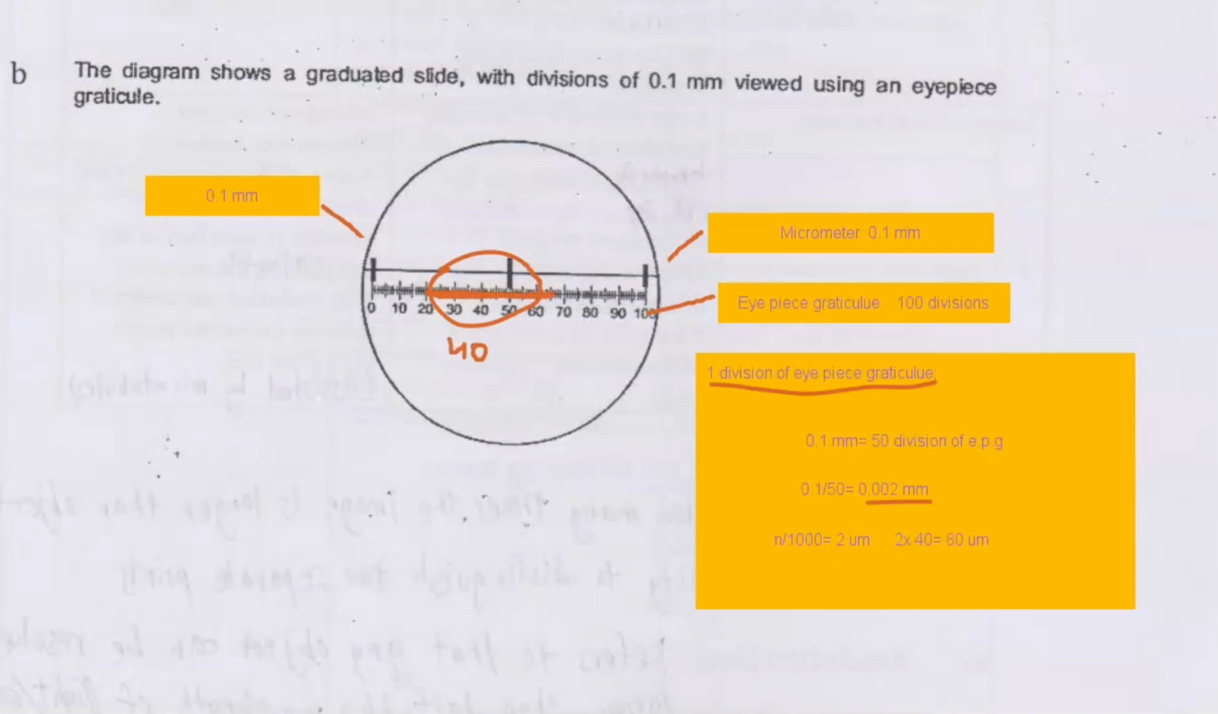So the process is that we convert 0.002 mm into micrometers, which is 2 micrometers. After converting to micrometers, we know 1 division is 2 micrometers, then how many for 40 divisions? We multiply, that is 80. This is how we can find out the diameter of any plant cell.